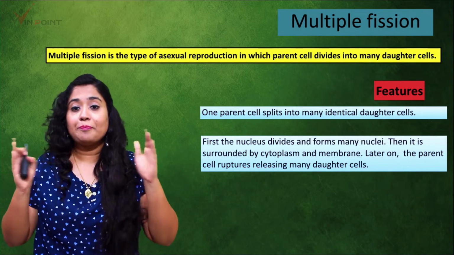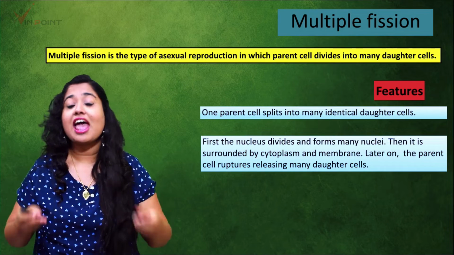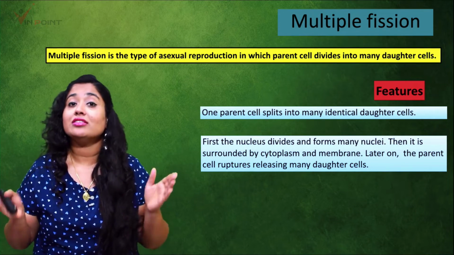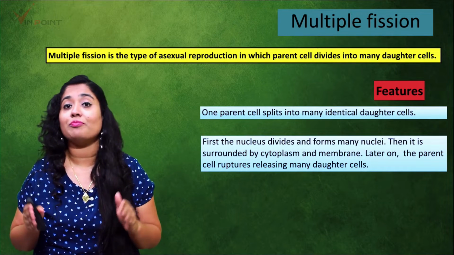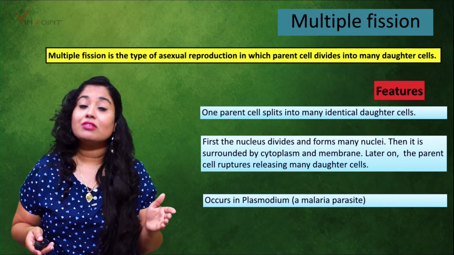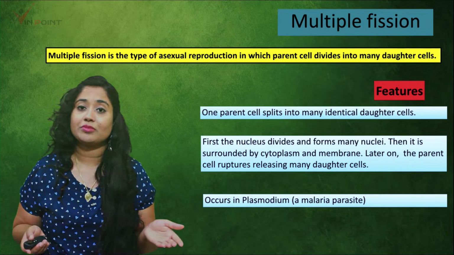Later on, the parent cell ruptures and all the daughter cells so formed will be moving out. This is the general process of multiple fission. It occurs in Plasmodium, which is a malaria parasite. Now let's discuss the example.